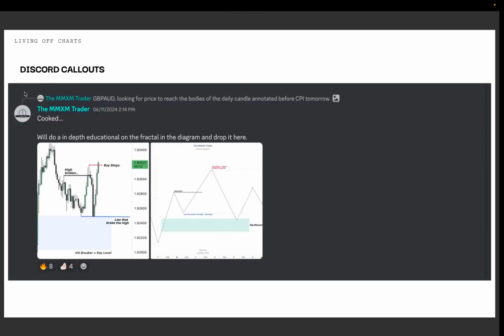Lastly, here's an example from the Discord group where I called this trade out, and we cooked this GBP AUD trade here. I kind of forgot to add the example where I called the trade, but anyway, we have a high broken here. There's a key level, H4 breaker, it's in discount. We break the high here, then we run back for the low here, and then straight up candles to this high, low resistance liquidity here, easy move here. And this was obviously, as I mentioned, called in the Discord group.